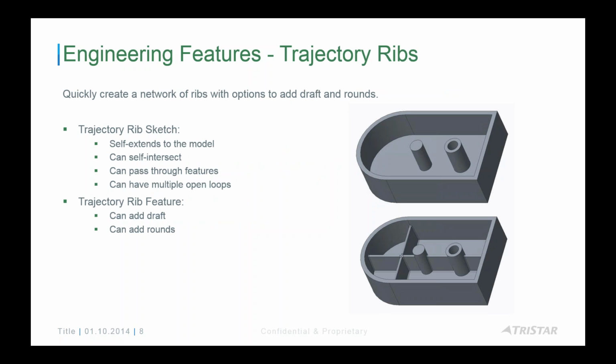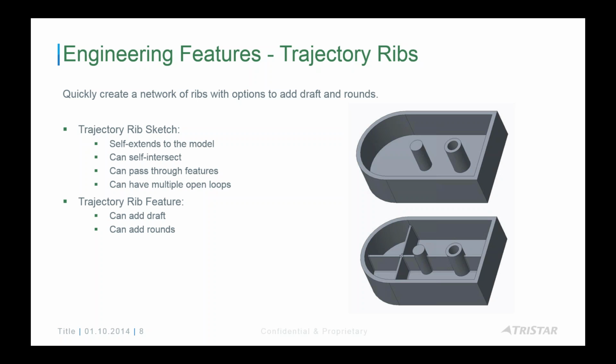Another feature we'll discuss today is the trajectory rib. This tool allows us to create a network of ribs with options to actually add draft and rounds at the same time. We have to create a sketch for this trajectory rib, but what's nice about this is the sketch actually extends itself to the model, meaning we don't have to actually align the ends of our sketched entities to the model itself, although that will help in reducing the amount of dimensions for the sketch.